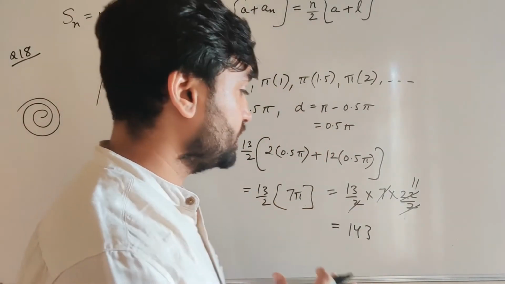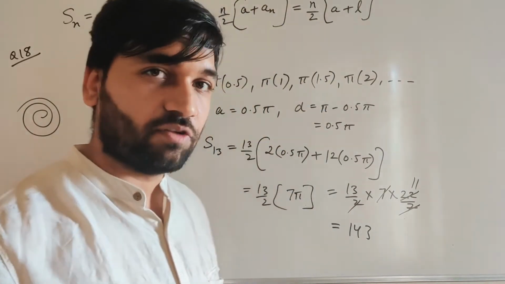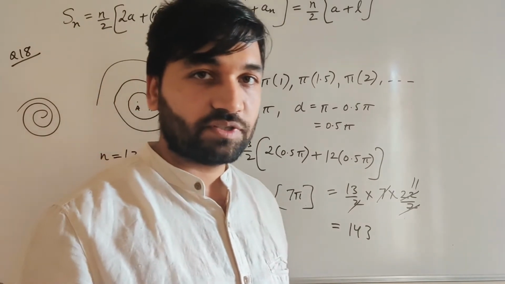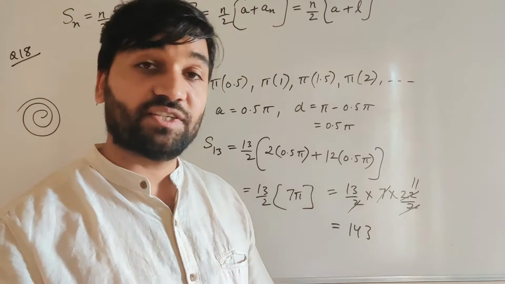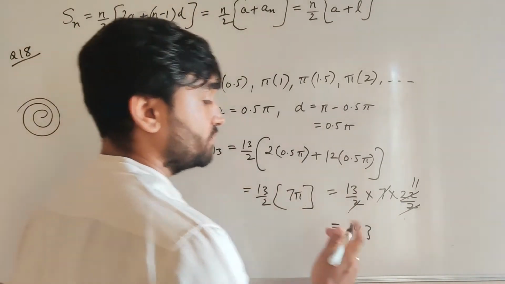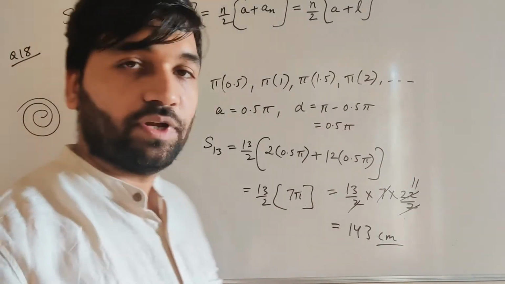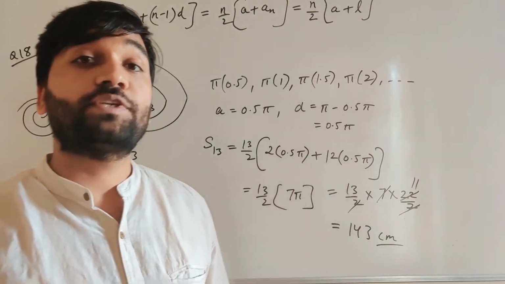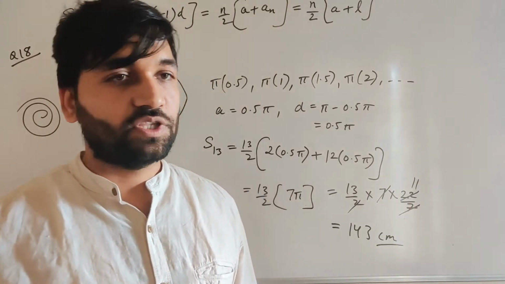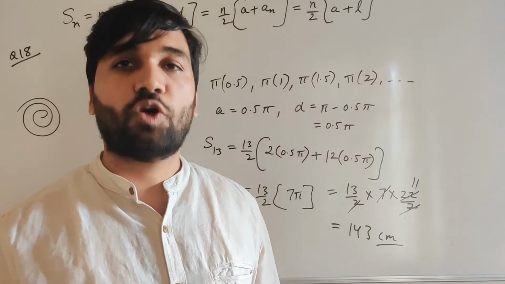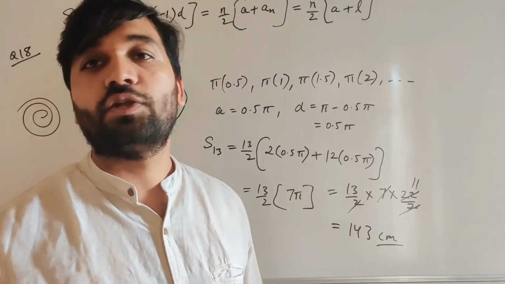Alright, now the question is, we are finding the total length of such spiral, meaning the circumference. And the circumference we should put with the unit. Here the radii, it's 0.5 centimeter, it's in centimeter. So the circumference should also be in centimeter. So it's very important that in word problems you're always writing the final answer with the right units. In the boards, they do cut mark if the right unit is not put up in the final answer. Okay, I hope this solution is understood.